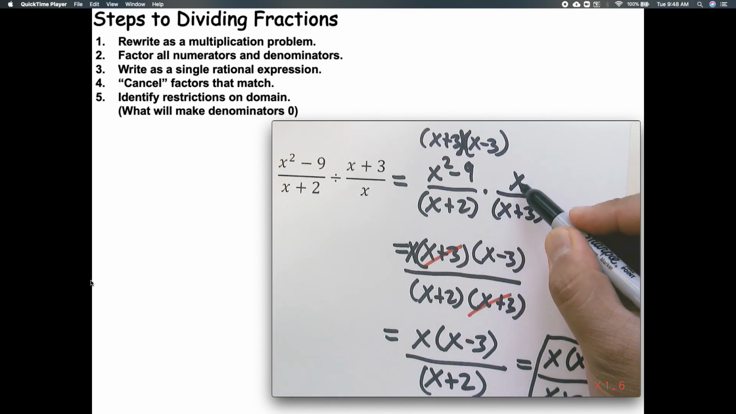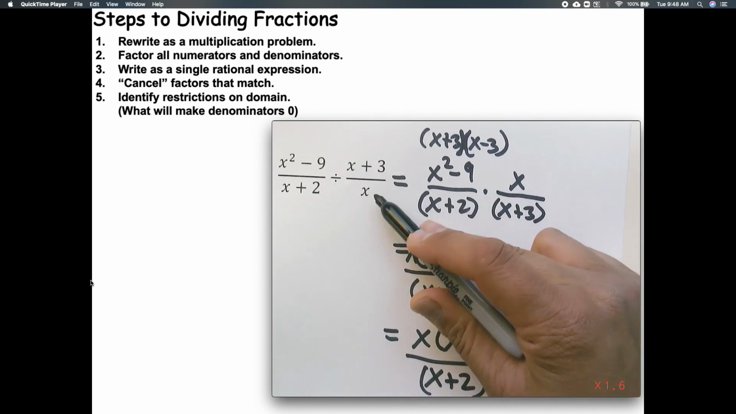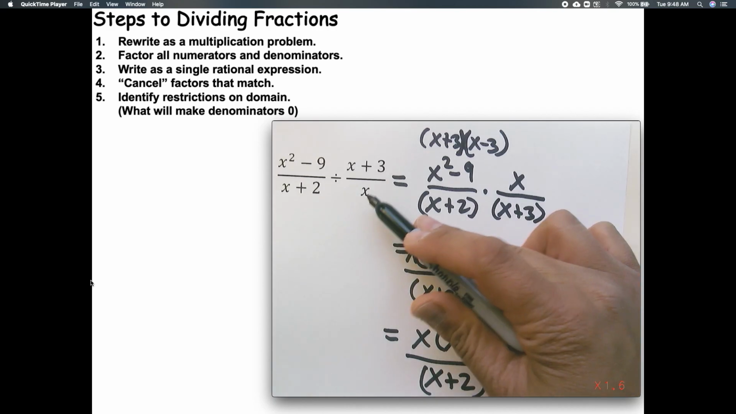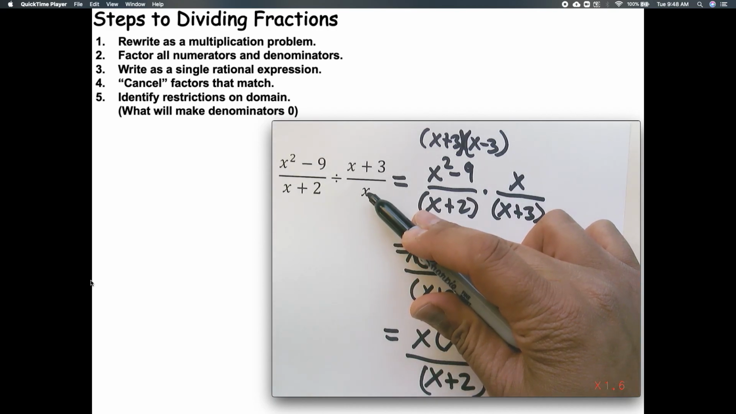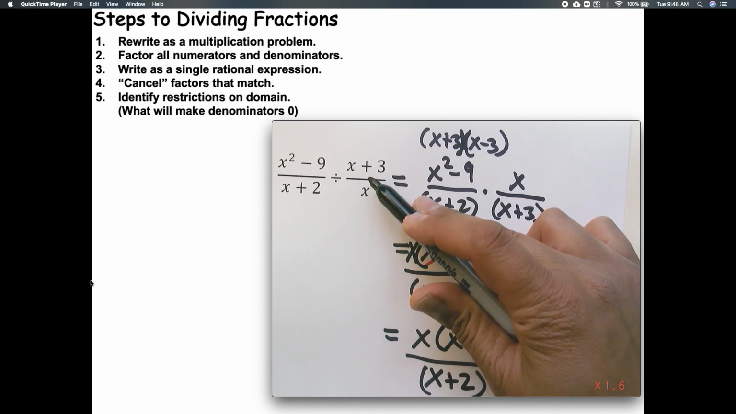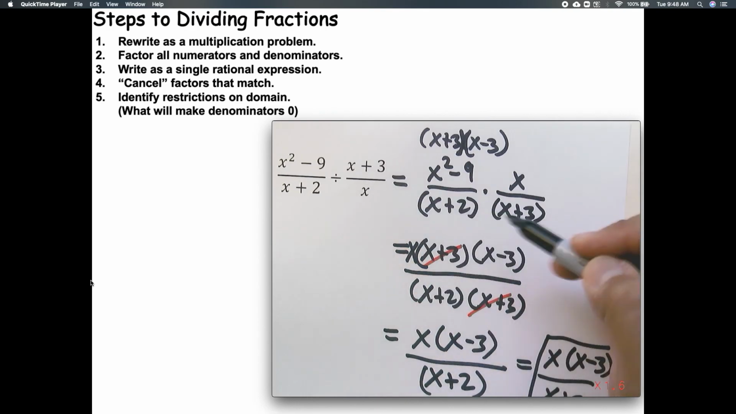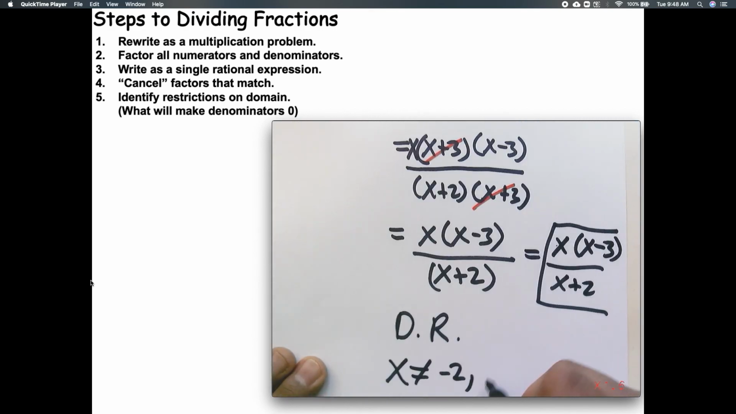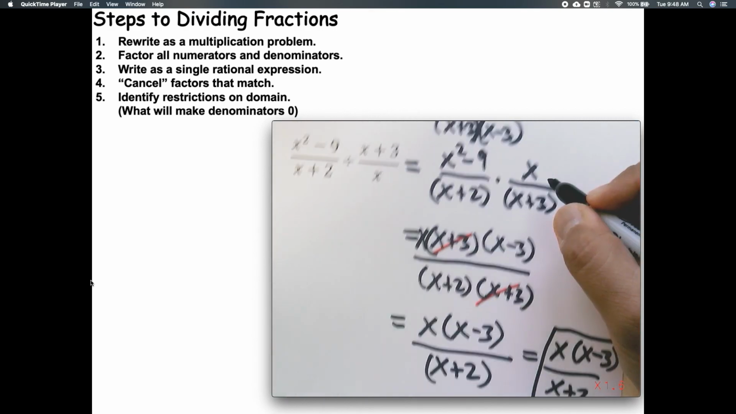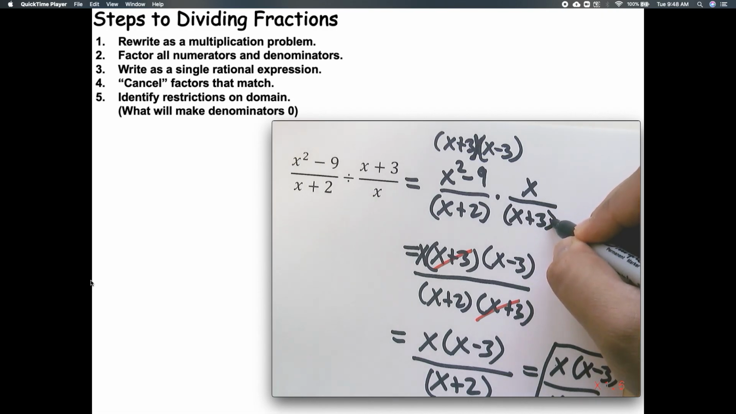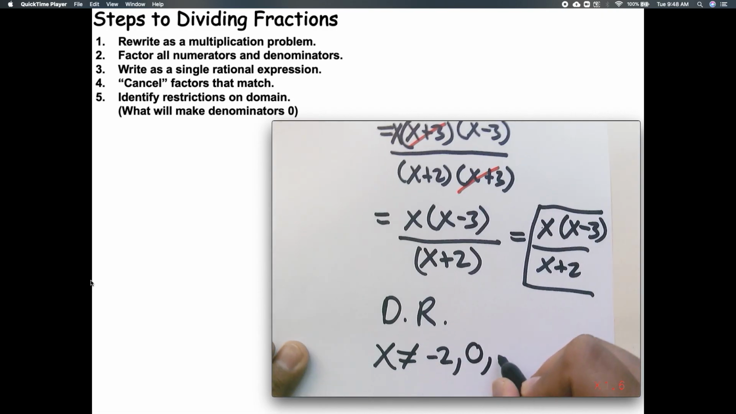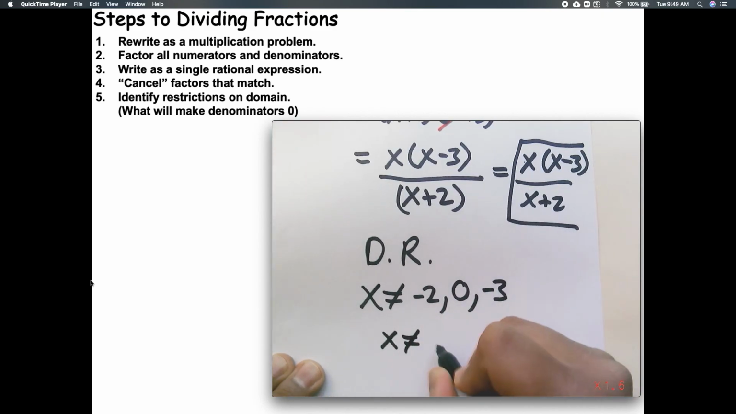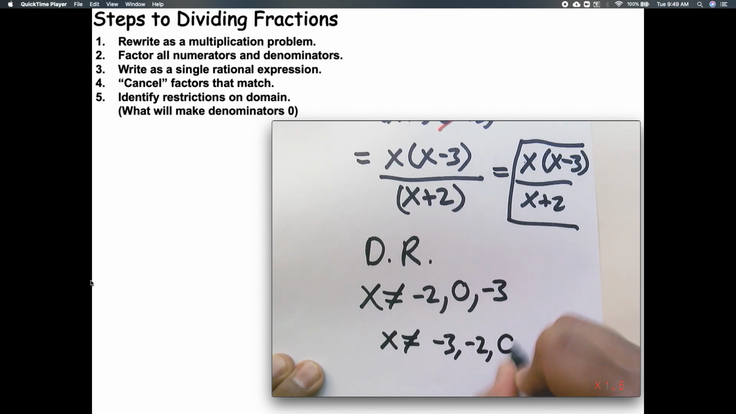Remember, this top part becomes a denominator, or I'm sorry, over here. It was a denominator, and it's now a numerator, but because at one point it was a denominator, we do not want it to be a 0. So basically, always the second fraction, make sure the top and the bottom are not equal to 0. So this x, what would make this x a 0? And what would make x plus 3 a 0? A negative 3. And just for good measure, let's go ahead and put them in order. x cannot be negative 3, negative 2, or 0.